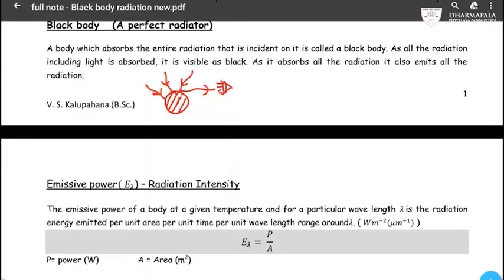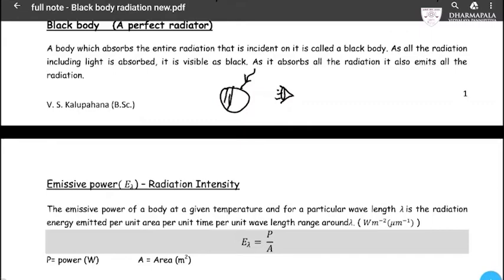Black is not a color. If you see a certain object in black color, it means when radiation is incident on it, none of the radiation has been reflected. All that radiation has been absorbed by this object. As nothing is getting reflected, you don't see any color of this object. So you call it black. So a black body should be a perfect radiator, because if all the radiation energy can be absorbed by it, then it's a perfect radiator.